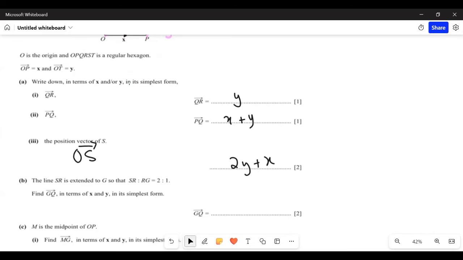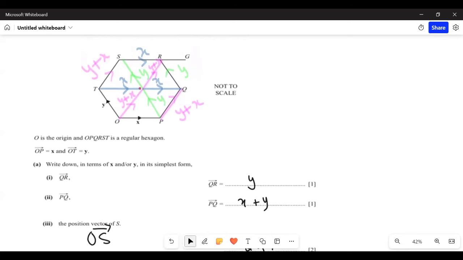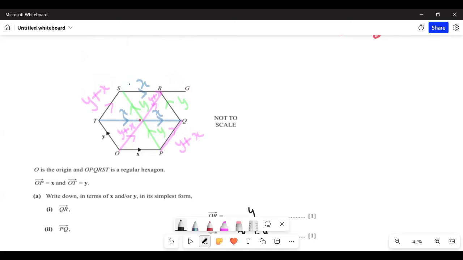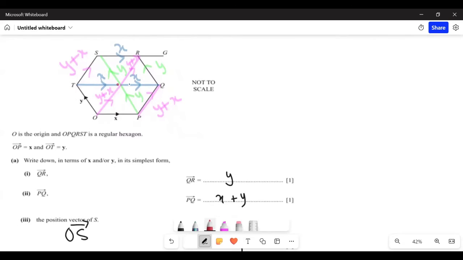Next, it says that the line SR is extended to G so that SR ratio RG is 2:1. Find GQ. Let's enter the ratios first. SR ratio RG is 2:1, which is telling us that SR is double RQ. So if SR is X and it's double, then RQ should be half X. So enter half X in the figure.